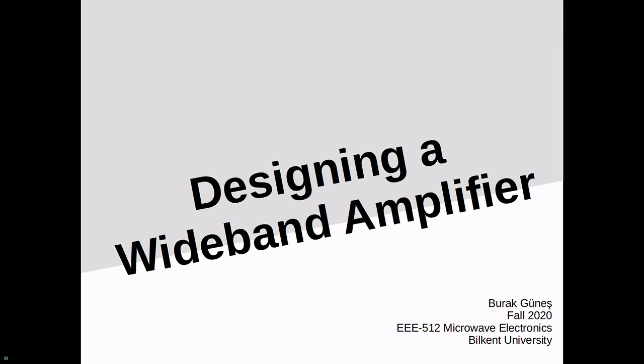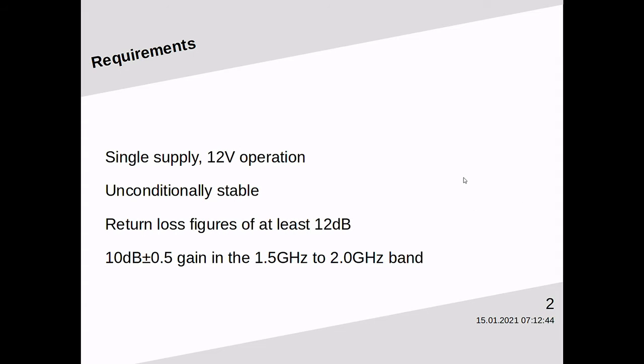Let's start. Here I present the key requirements of this project. First, base and collector pins should be fed from the same supply. Also, a return loss of at least 12 dB is a necessity, since then it could be used in cascade configurations. Last but not least, 10 dB gain in the 500 MHz band.